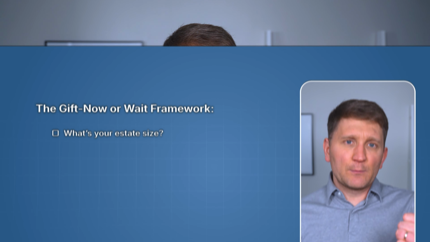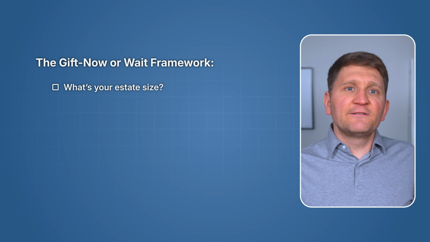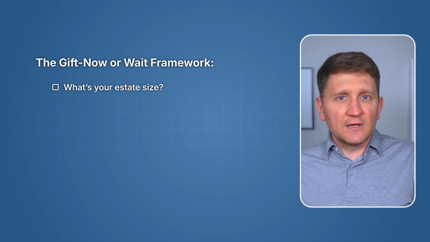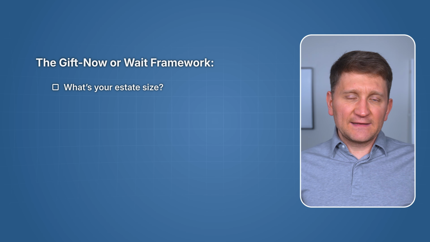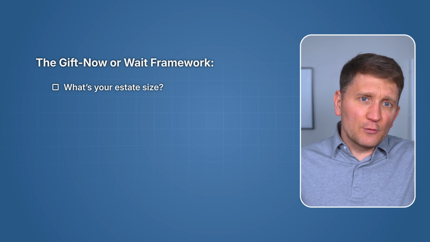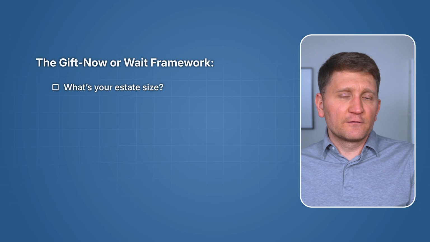Alright, let me walk you through the exact framework I use with clients when they are deciding whether to gift now or wait. It's simple, it's logical, and it forces you to think through the tax consequences before making a permanent decision. Step 1. What's your estate size? This is the starting point. If your estate is under the $15 million exemption, or $30 million for a married couple, you usually lean strongly toward waiting for step up. If your estate exceeds the exemption, then gifting now becomes a real strategy for reducing estate tax. Estate size sets the stage for everything else.